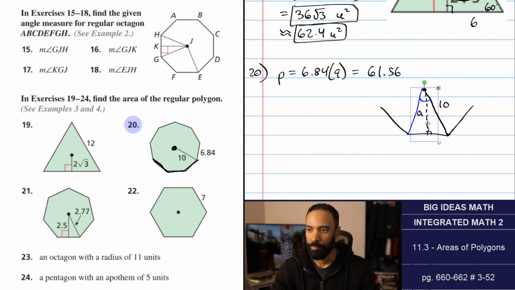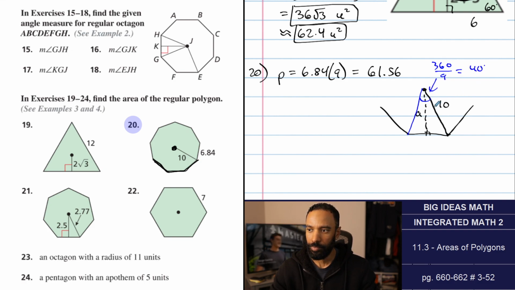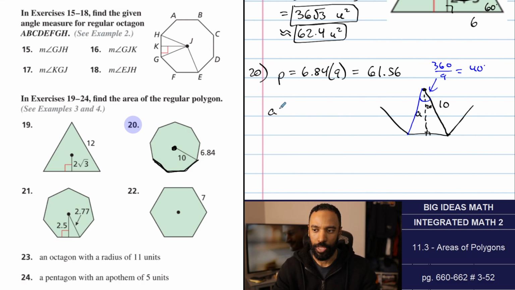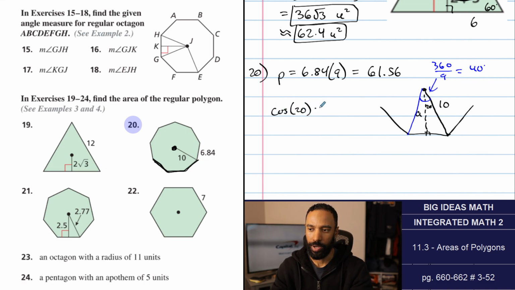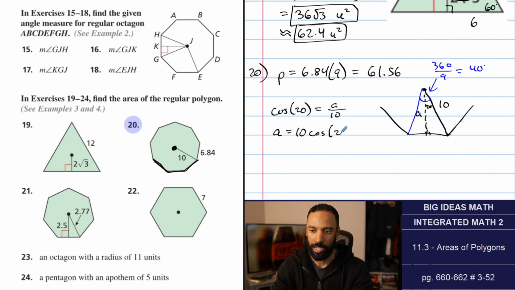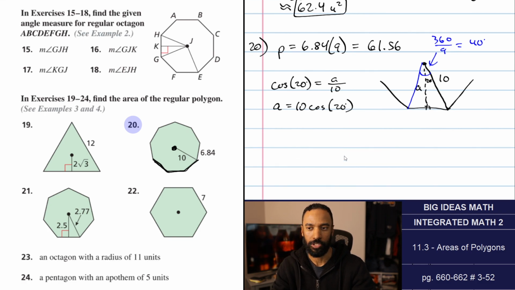Trying to just move it out of the way. There we go. Okay, so to find apothem, we have to find the central angle, and the central angle is 360 over 9, which is 40 degrees. And half of 40 is 20 degrees. That makes this guy here 20. So to find A, the apothem, we're going to set up a trig equation. The cosine of 20 degrees equals the apothem over 10. So the apothem is 10 times the cosine of 20 degrees. That's exact. We have a perimeter of 61.56, an apothem of 10 times the cosine of 20. That is our setup to solve.